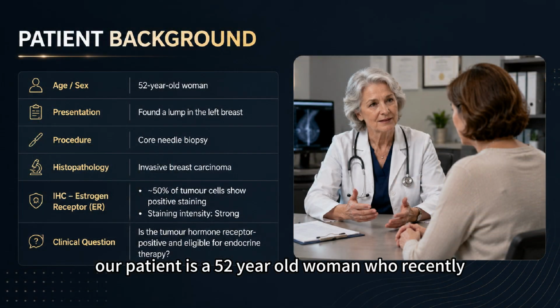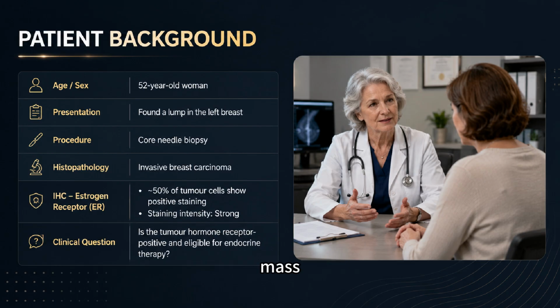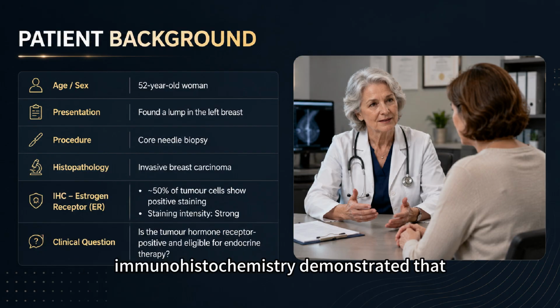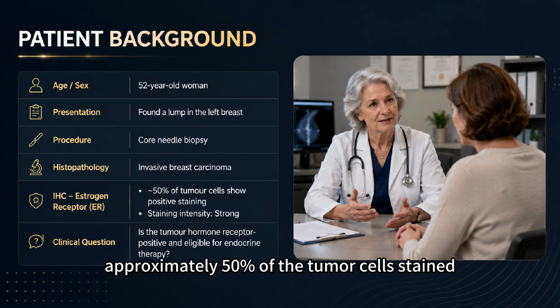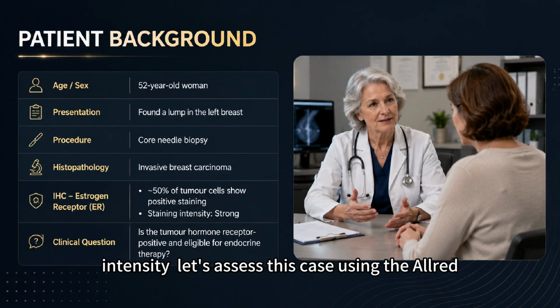Our patient is a 52-year-old woman who recently underwent a core needle biopsy for a suspicious breast mass. Histopathology confirmed invasive breast carcinoma. Immunohistochemistry demonstrated that approximately 50% of the tumour cells stained positive for estrogen receptor, with strong staining intensity.